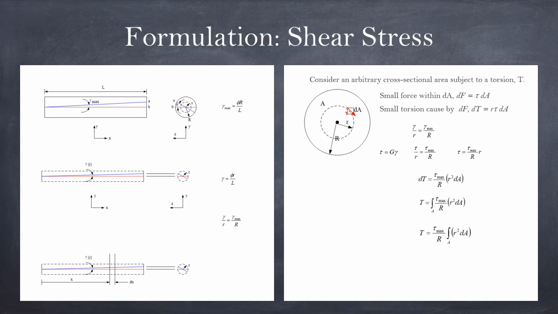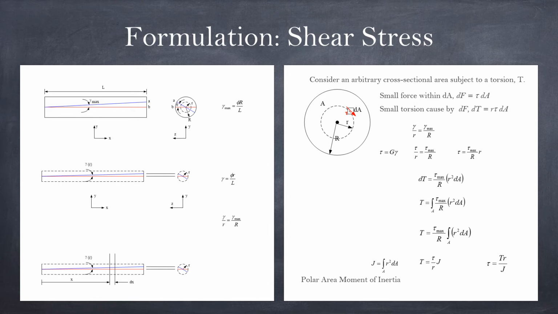Then if we want the total torsion, we integrate over the total area. As I mentioned before, tau max is a constant, and big capital R, the total radius, is constant as well, so you can take them out of the integration. You should be familiar with this term here: distance squared dA integrated over the area tends to be the area moment of inertia. However, because of the way we measure here, it's not about x, y, z, it's about polar coordinates, going around in a circle. So that is designated not I, but J, and it's called the polar area moment of inertia.